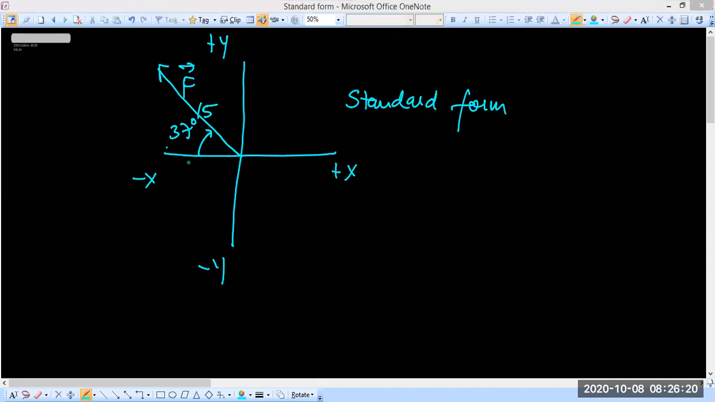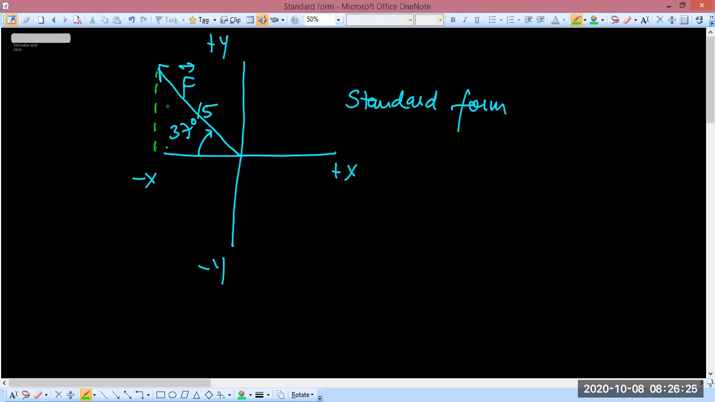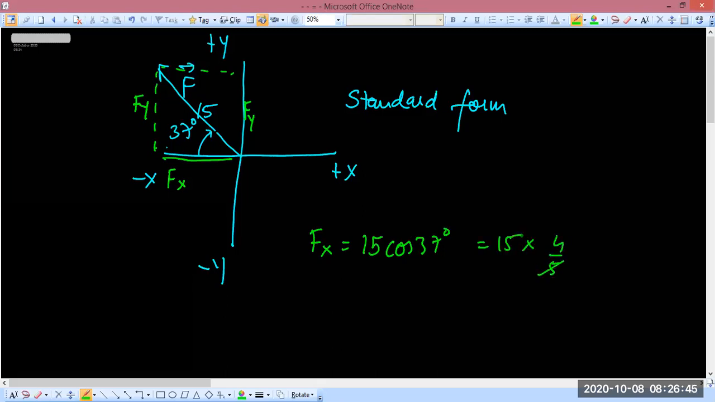All right. So here we go with it. We trap it in a rectangle as usual. Here will come Fx and here will come Fy. Rectangle. So now clearly Fx is equal to 15 cos 37. So that is going to be 15 into cos 37 is 4/5. Right. So 12. So F vector is equal to minus 12 i caret. Okay, now time for Fy.